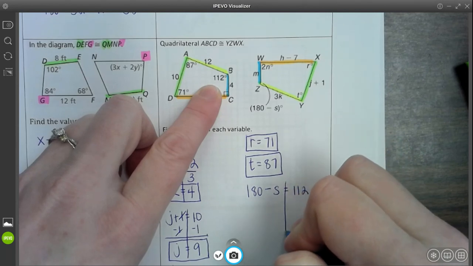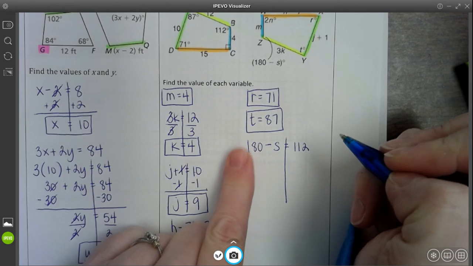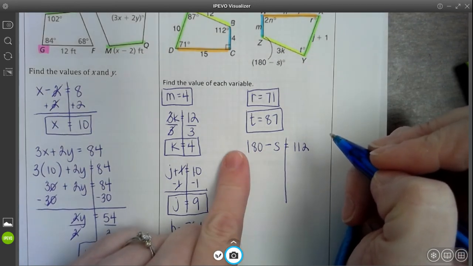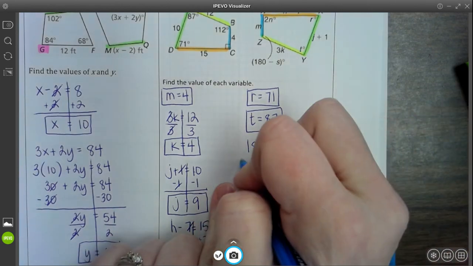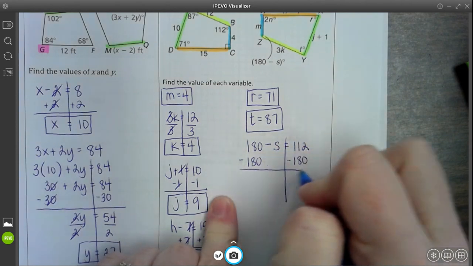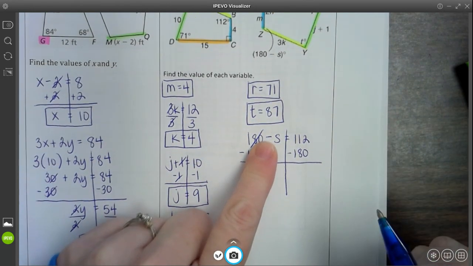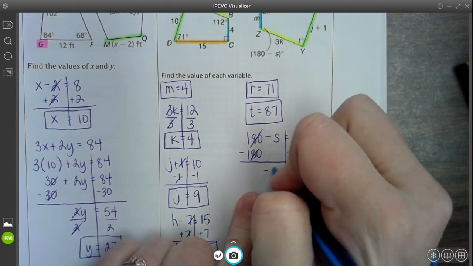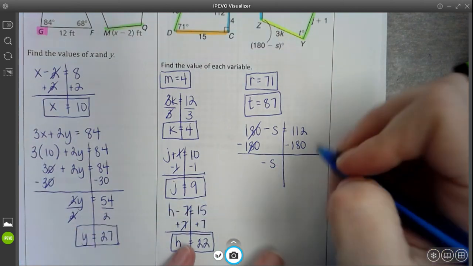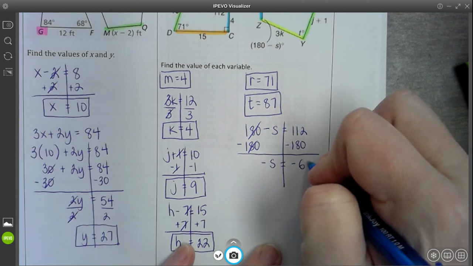All right. So for this one, to get S by itself, first I have to move the 180. It's positive, be careful. The minus S, the minus goes with the S, not with the 180. So 180 is positive. To get rid of it, I have to subtract it. Now be careful, that negative or minus is going to come down with the S. So it's really negative S. And then 112 minus 180 is going to be a negative 62.